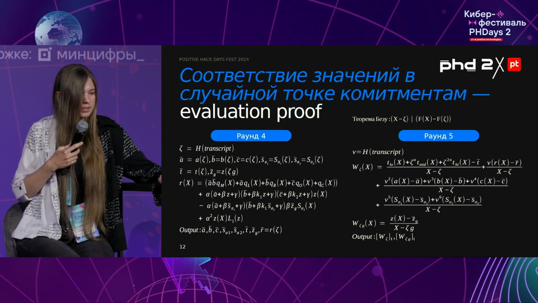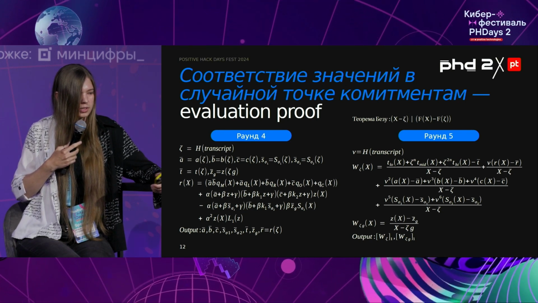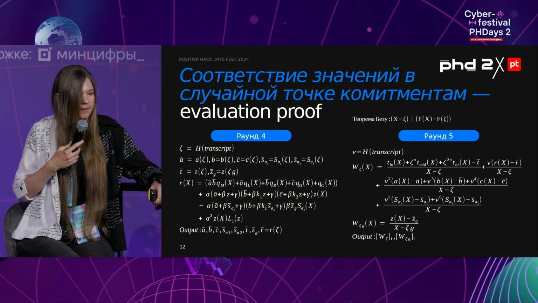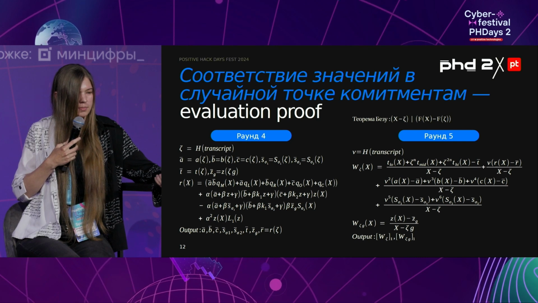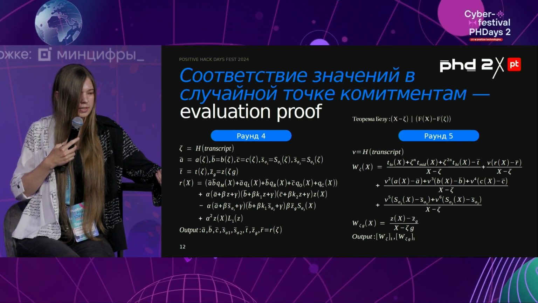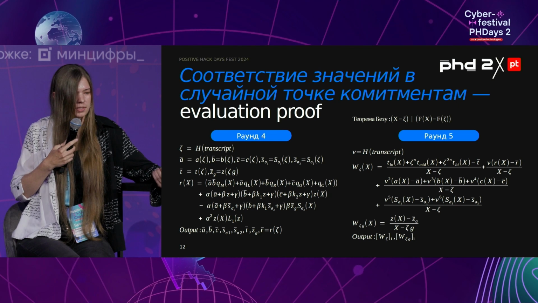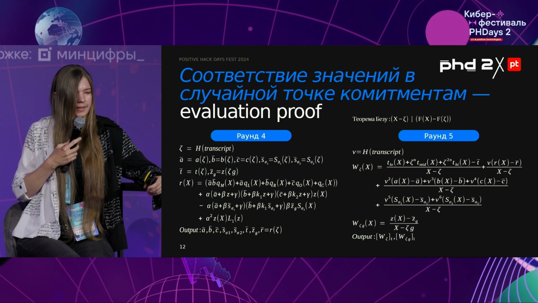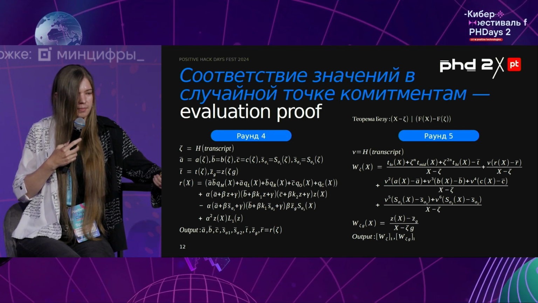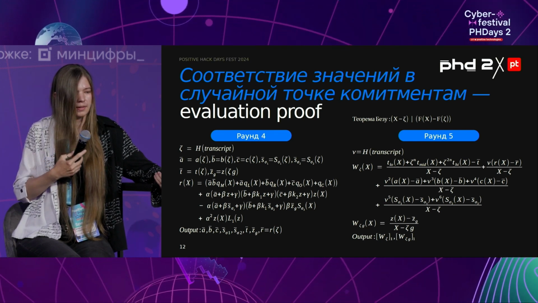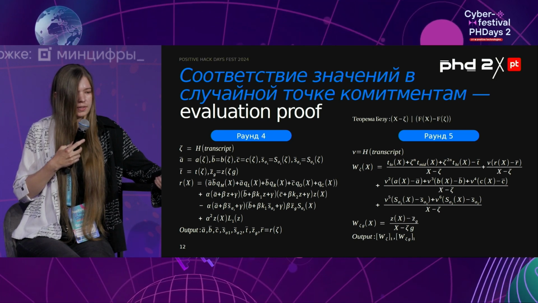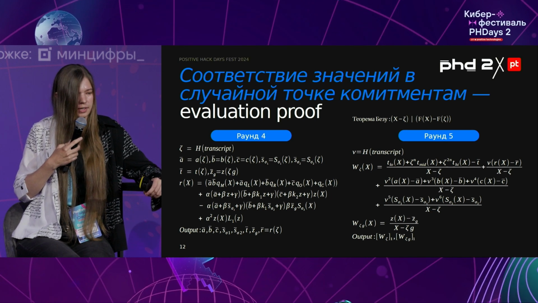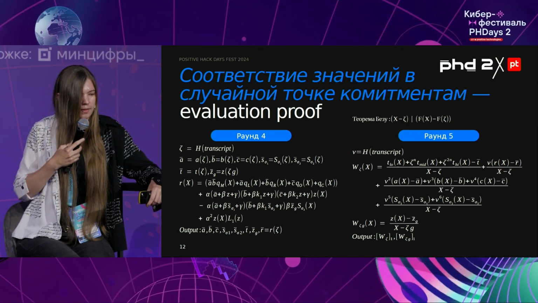For the value r of x, an evaluation is also computed and attached in the same way. After that, you just need to prove that these evaluations and commitments actually meet the same number. It's done with the Bezout theorem: f of x minus f of z divided by x minus z.